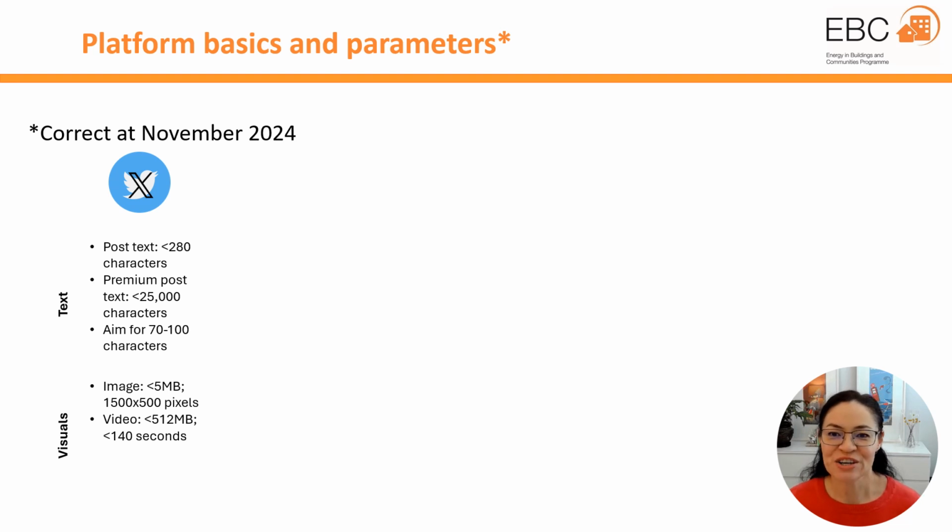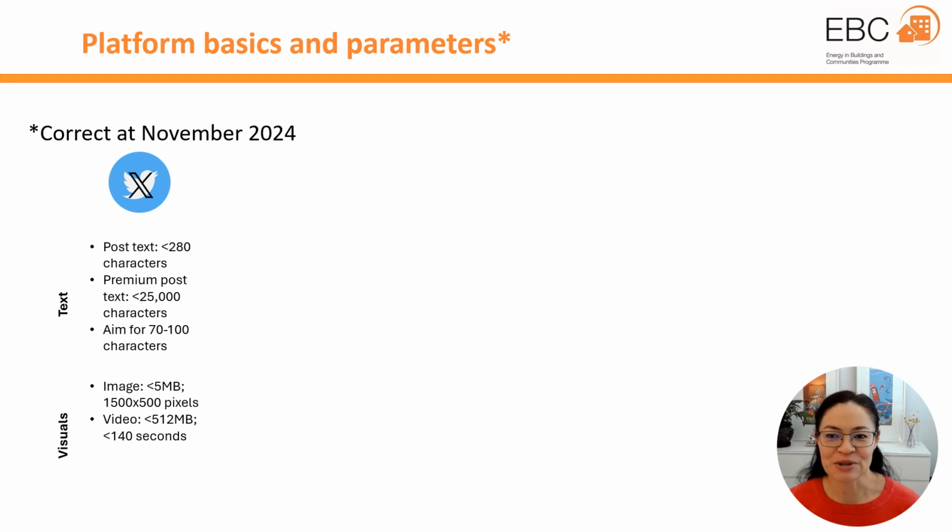We are now going to go into the basics of each platform, and we're going to look in detail at the different parameters and specifications for each, starting with microblogs using X, or Twitter as it used to be named, as the example. Other microblog platforms such as Blue Sky, Threads, and Mastodon have similar formats and specifications.